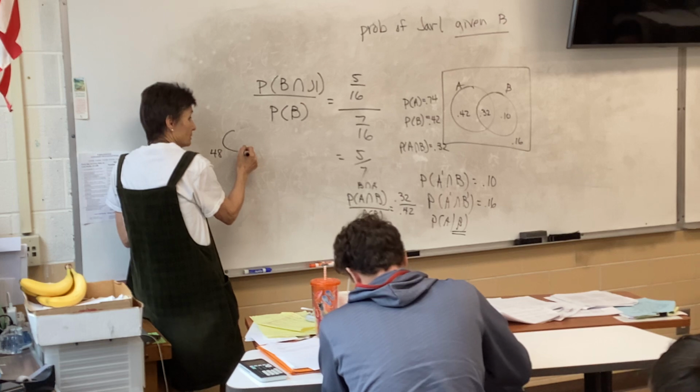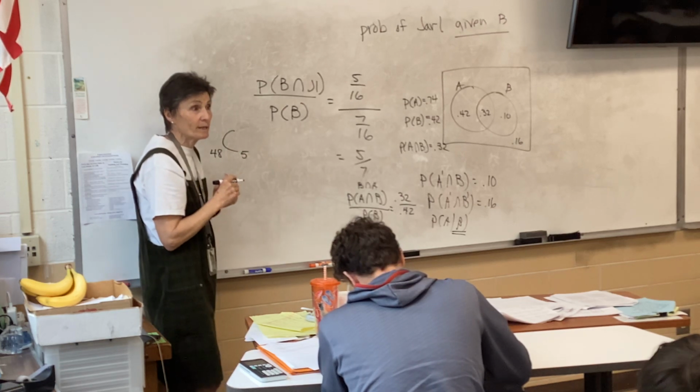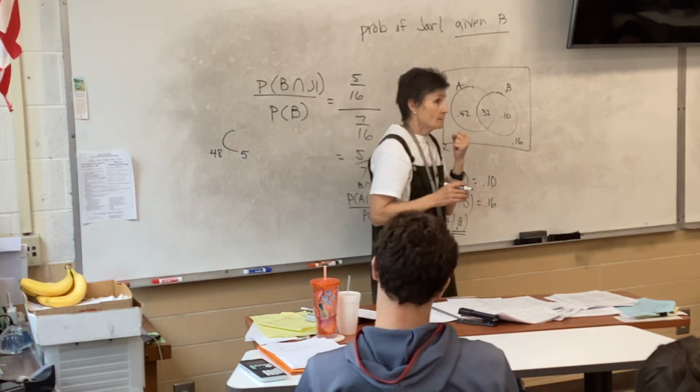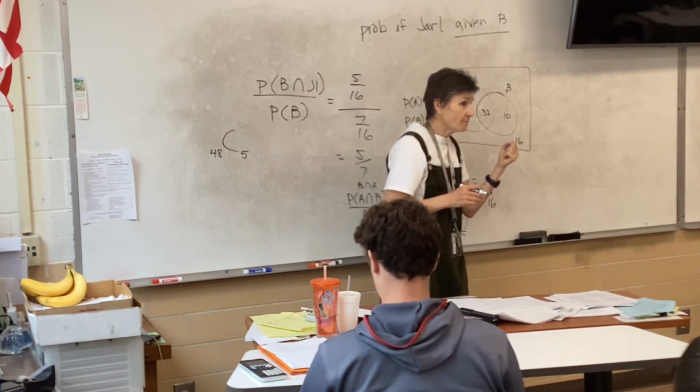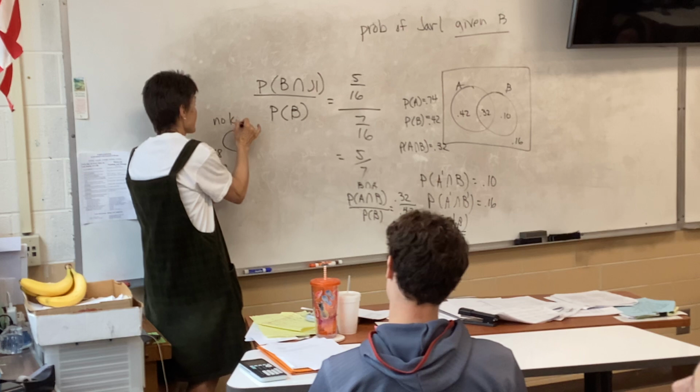48 choose 5. It's a 5-card hand with no kings, right? So what have I done? I've pulled out the kings, so now there are only 48 cards left. This will be all the hands with no kings.